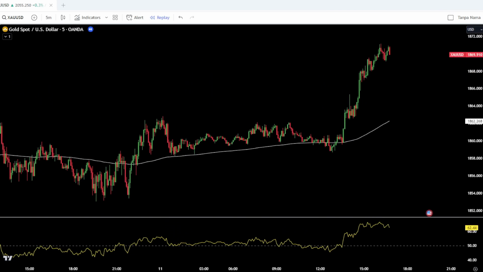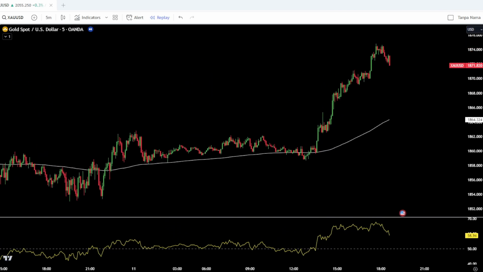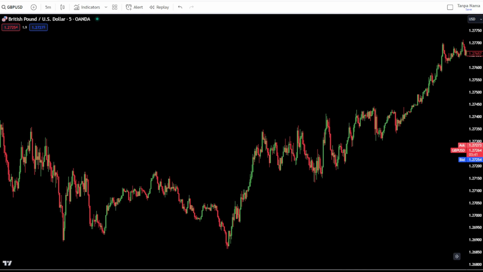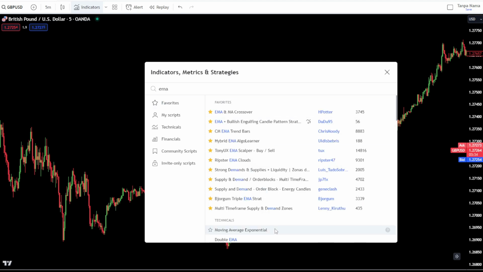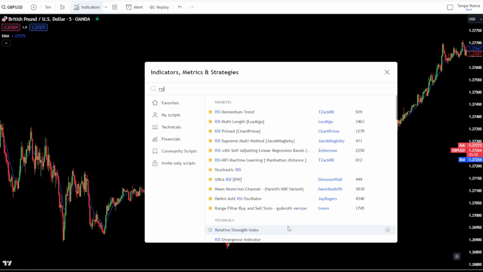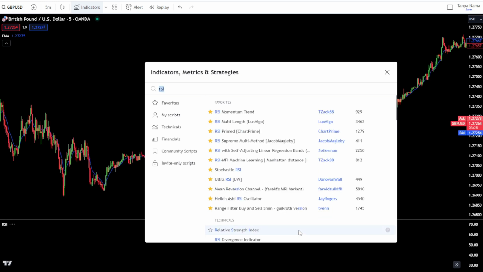However, if you are using the TradingView platform, you can follow these steps. Open your TradingView application and go to the Indicator Search tab. Type EMA, and select the default EMA from TradingView. Type RSI or Relative Strength Index and select the default RSI from TradingView.